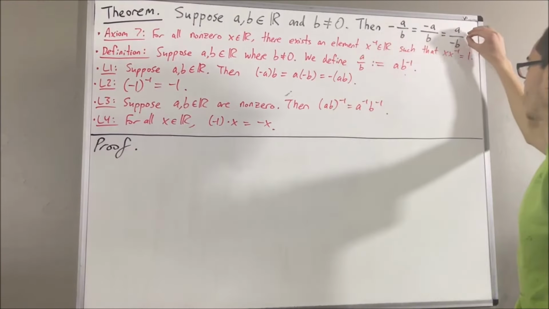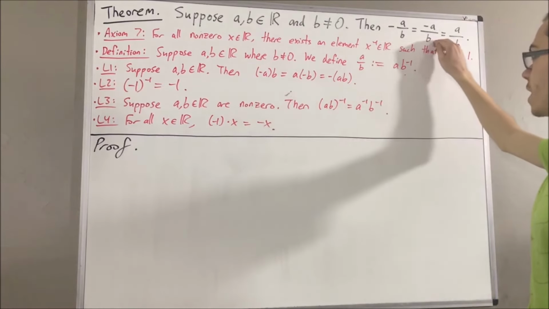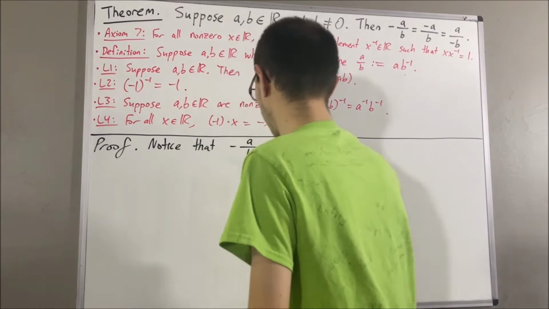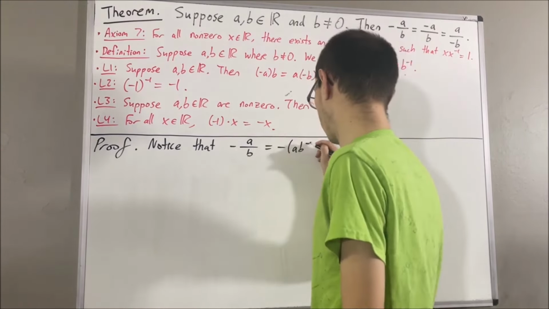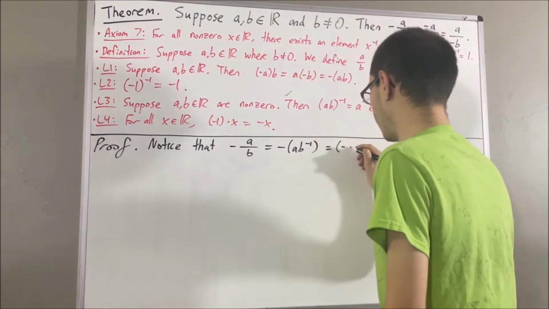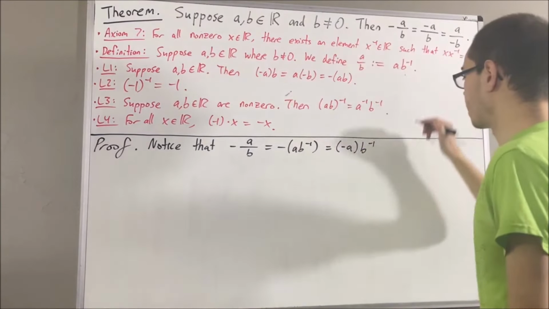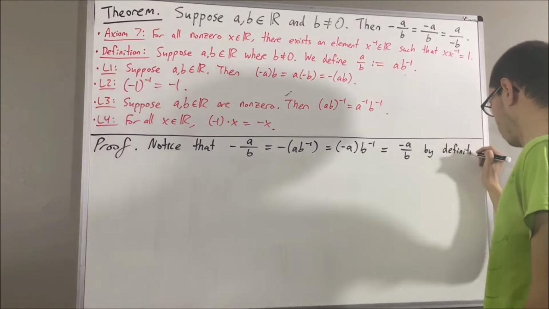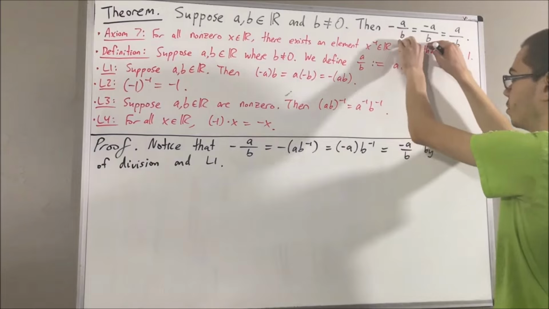And to prove all three of these are equal, we're going to establish chains of equalities. Let's first show that these two are equal. To do that, notice, by definition of division, a over b is equal to a times the reciprocal of b. But then, according to L1, we can rewrite this as negative a times the reciprocal of b. And then applying the definition of division again, this is just negative a over b. And so what we've shown here is that these two are equal.